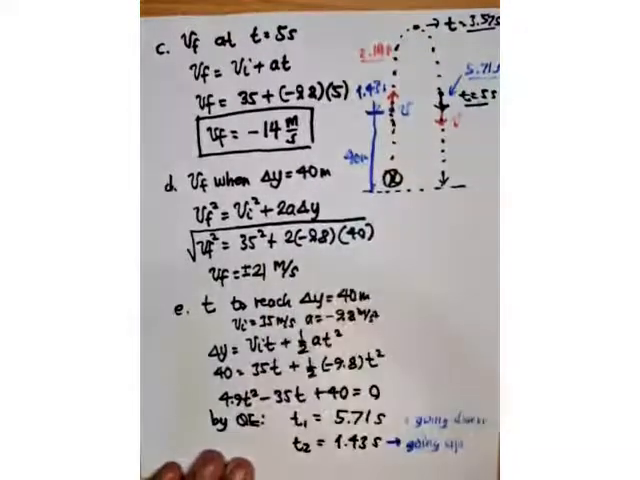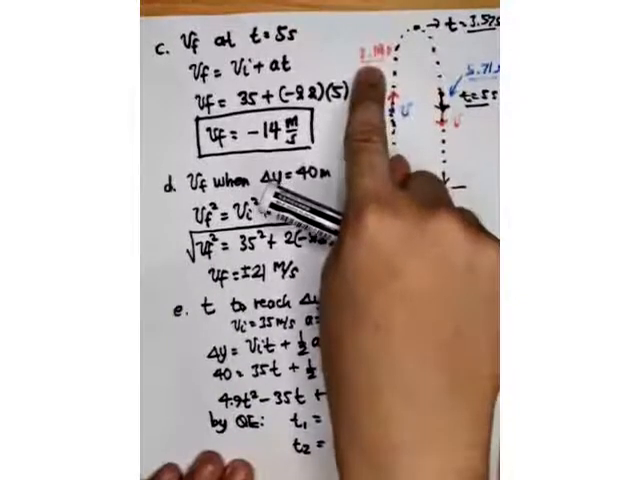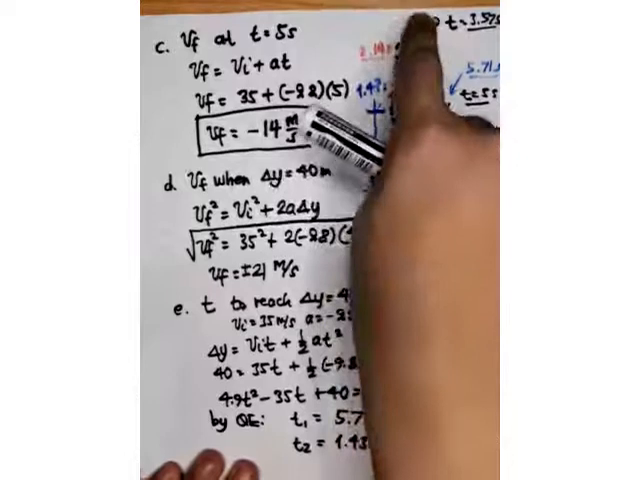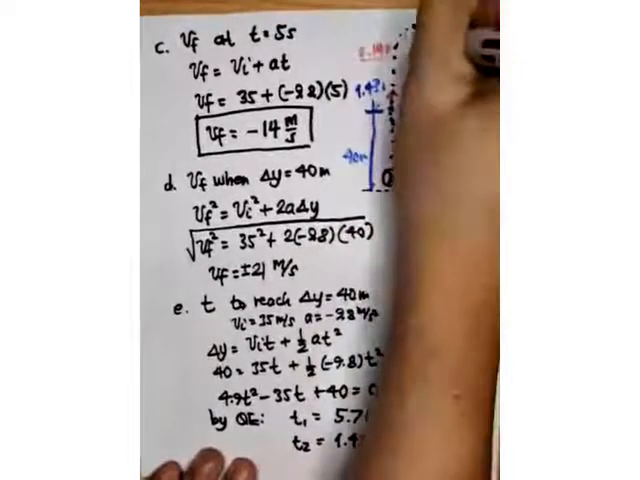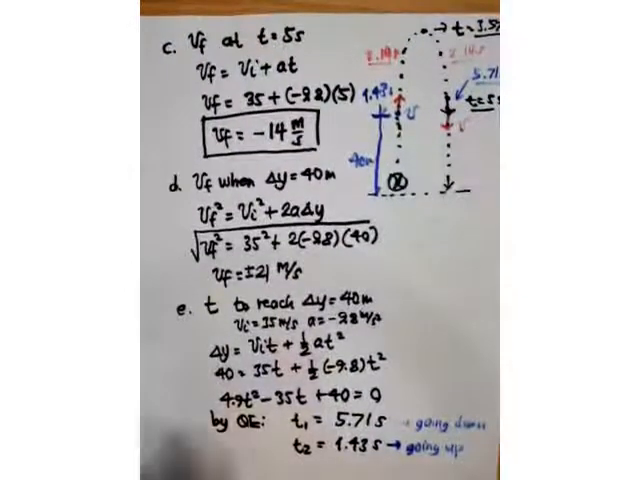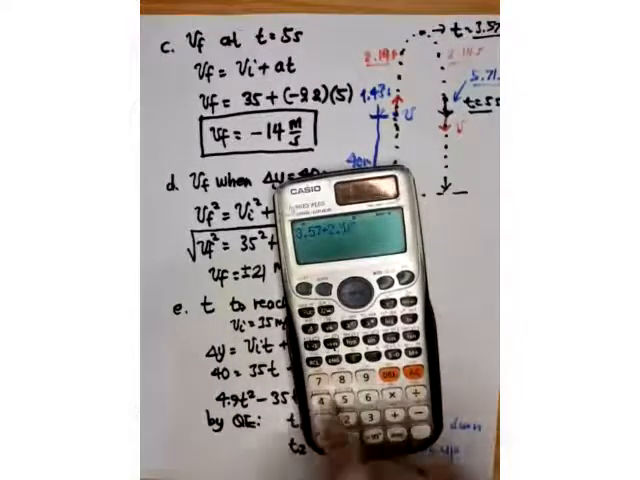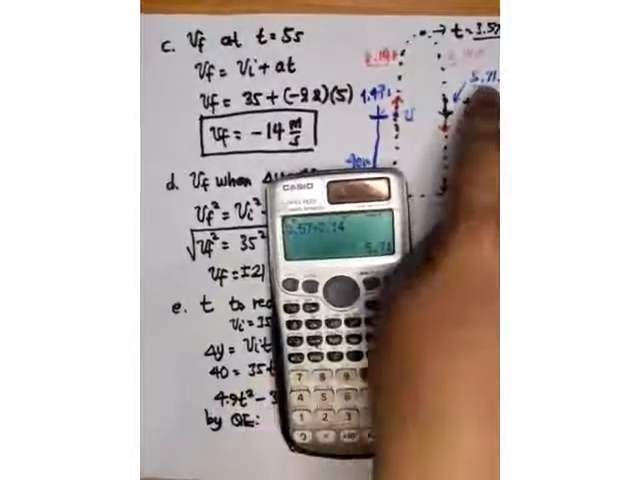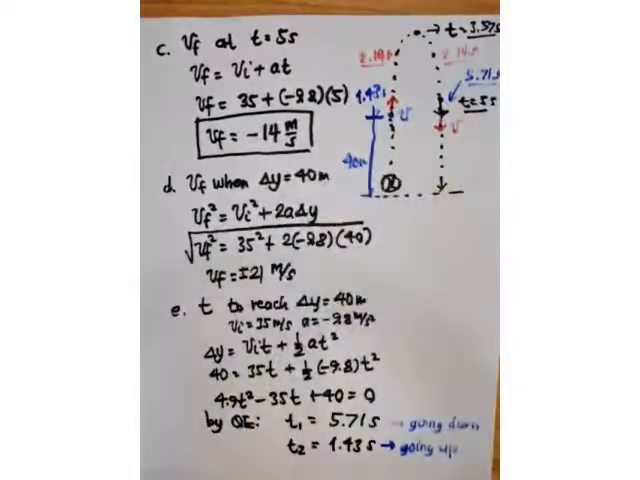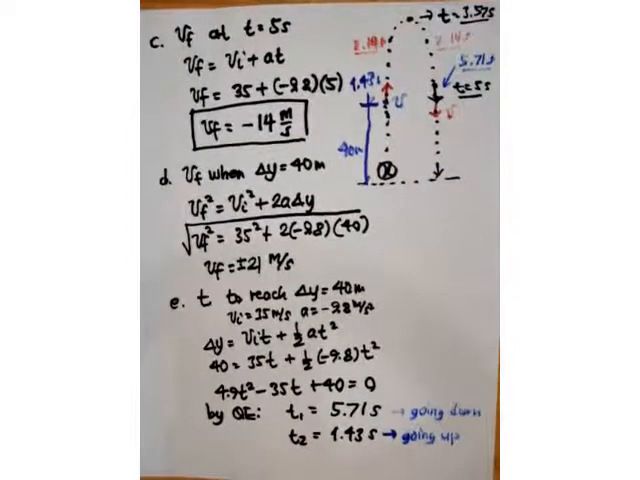Sabi natin, time to go up is equal to time to go down. So that means mula dito papunta dito is 2.14. So ibig din sabihin, mula dito papunta dito is 2.14 seconds. Ayan. Okay. So para i-verify natin, i-add natin. So 3.57 plus 2.14. Okay, so the answer is 5.71. Kaya meron tayong 5.71 at a height of 40 meters nung pababa na siya. Nakakuha niyo ba?